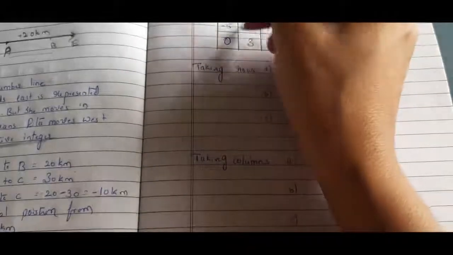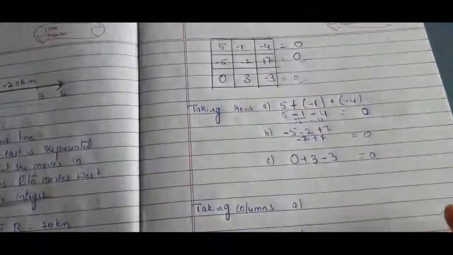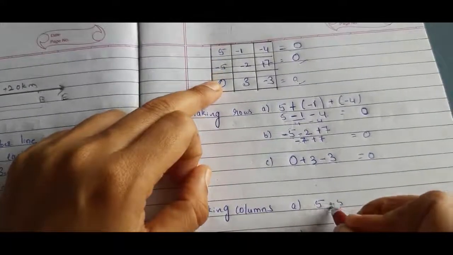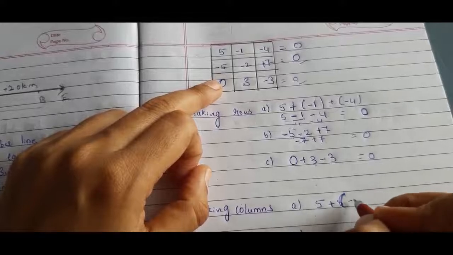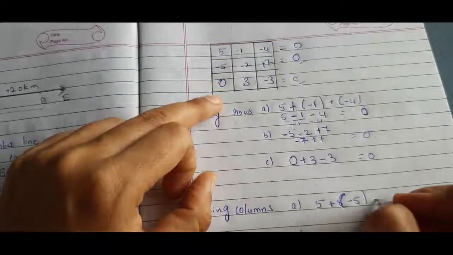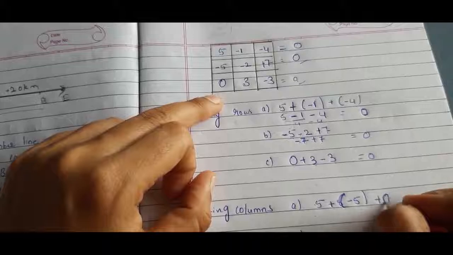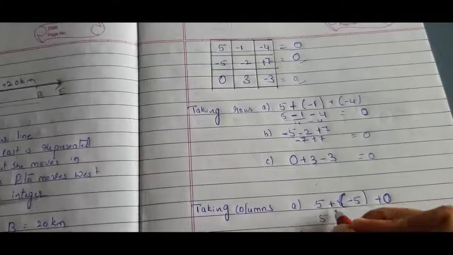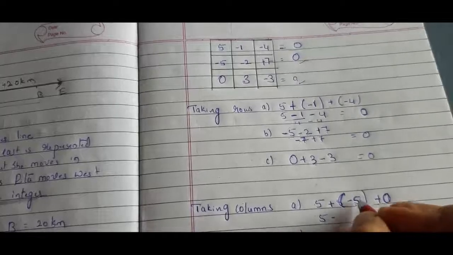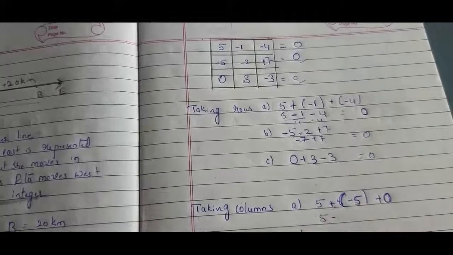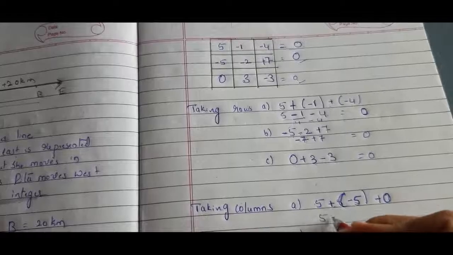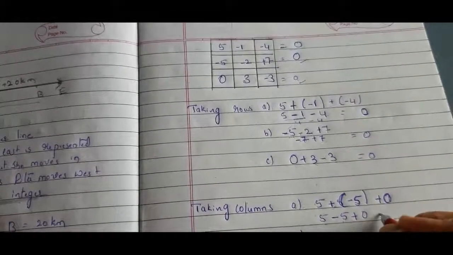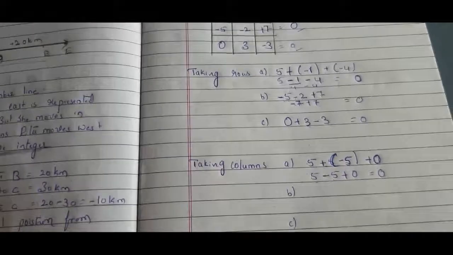Columns. Columns means vertical lines. Vertical lines, that is 5 minus 5 plus 0. 5 plus into minus, minus, take out that bracket number out by multiplying the signs. Plus into minus, minus 5 plus 0. 5 minus 5, 0. 0 plus 0, it is 0.